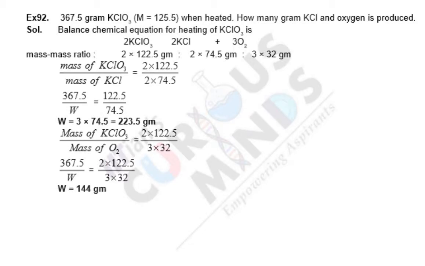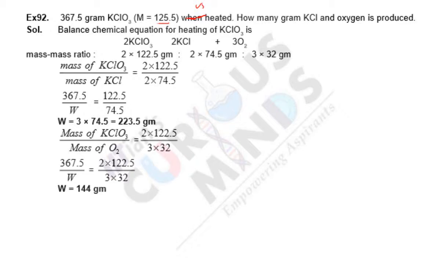So what this problem reads is that 367.5 grams of KClO3, whose molecular weight is given as 125.5, is heated. Then only the question will sound correct, right? It is heated. So how many grams of KCl and oxygen are produced on heating this? Okay, so this is a simple question.